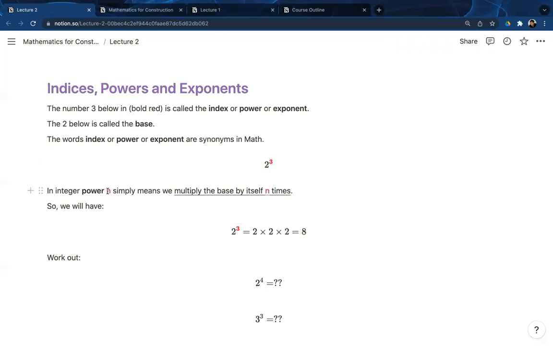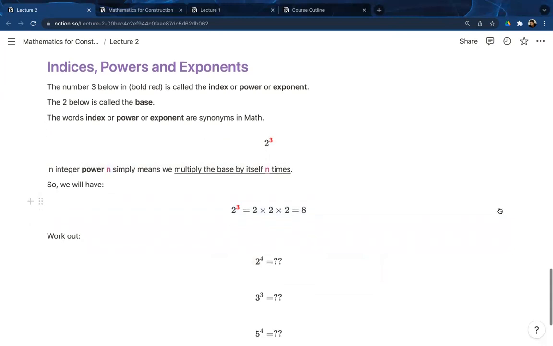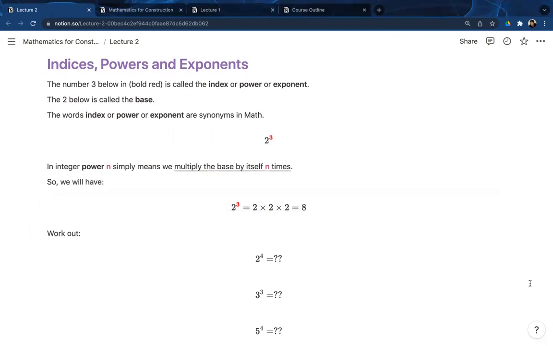An integer power n, if the power is an integer, it means we multiply the base by itself n times. So 2 to the power 3 means 2 by itself 3 times, 2 by 2 by 2, which is equal to 8. 2 2s are 4 and 4 2s are 8. So using that definition for integer power, work out what these values would be for me.